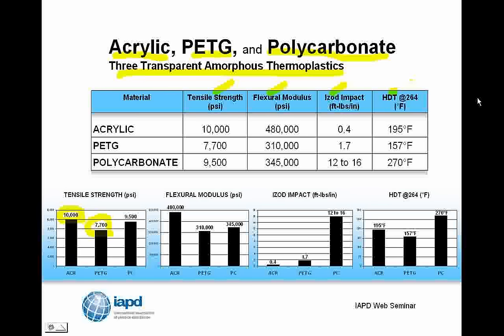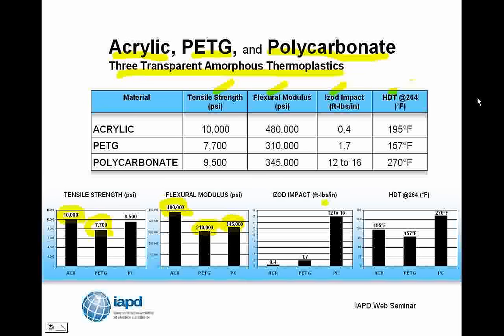Because properties are neither good nor bad, but I can say that the acrylic is the strongest and the PETG is the least strong. Then I move on to stiffness, flexural modulus. Well, you can see the acrylic is clearly quite a bit stiffer than either PETG or polycarbonate. And if you think about an application in your everyday life, if I were going to make a shelf to hold perfume, I might want to use acrylic because it's quite stiff. On the other hand, if I wanted a material that felt a bit less stiff, I might choose PETG.